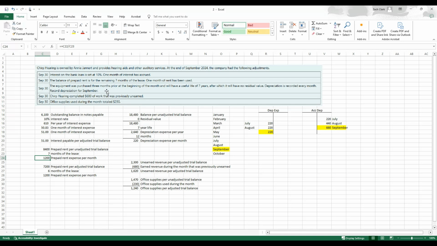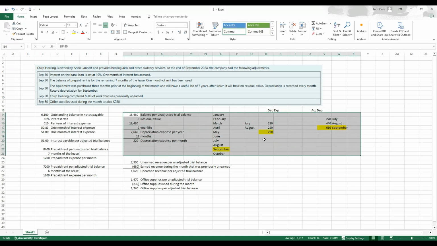So we have equipment that was purchased 3 months prior at the beginning of the month, and will have a useful life of 7 years and no residual value. Depreciation is recorded each month, and we need to record depreciation for September. Here's some of my calculations on this.